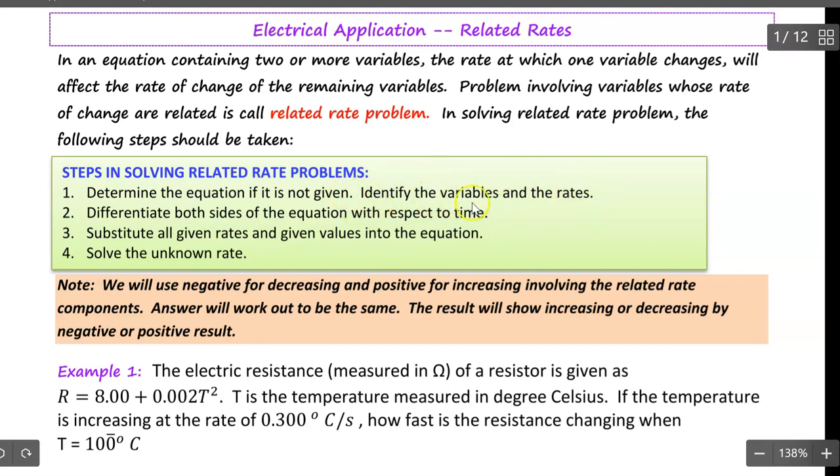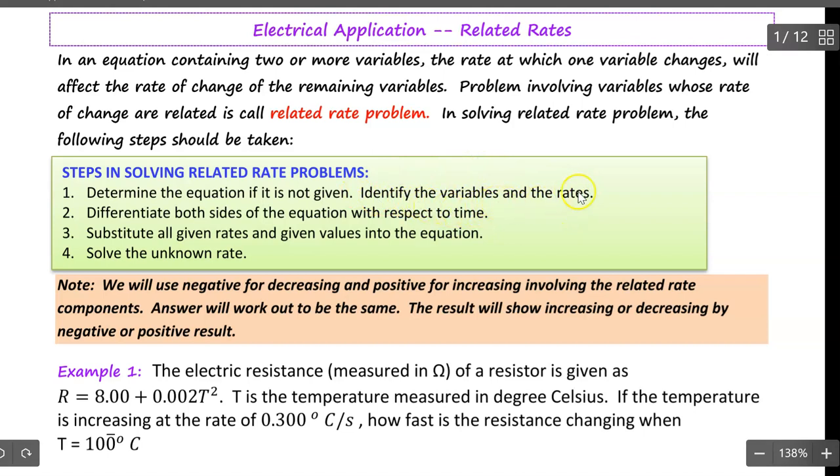We identify the variables and the rates, and then we differentiate both sides of the equation with respect to time. It means that you have to differentiate implicitly, and then we substitute all the given rates and the given values into the equation. You know that we have to substitute the correct rates and the correct values, and then we solve for the unknown. Alright, so I will go over the steps right here.